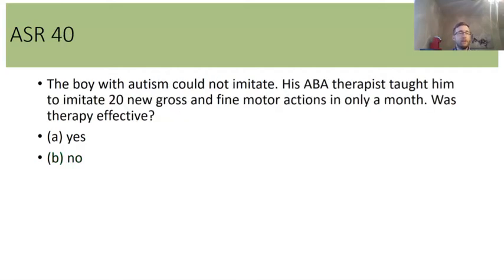ASR 40: the boy with autism could not imitate, but his ABA therapist taught him to imitate 20 new gross motor and fine motor actions in only a month. Was therapy effective? A, yes. B, no. A couple more seconds. All right, I'll close the poll. The answer here is A, yes.